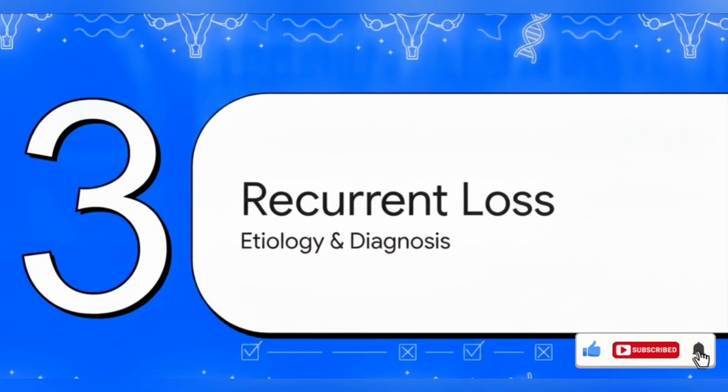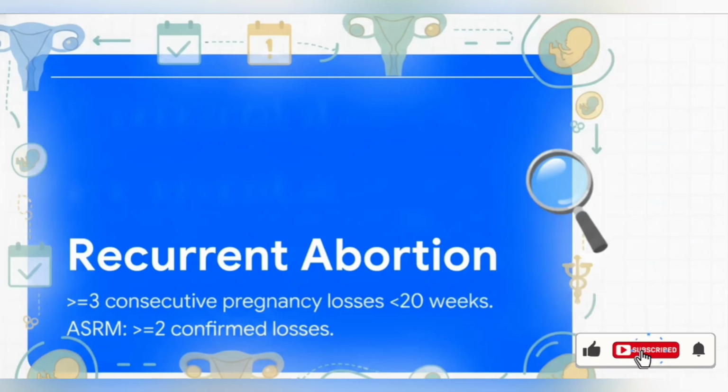Shifting focus to Section 3, recurrent pregnancy loss. जब पेशेंट को बार-बार अबॉर्शन होता है, the etiology completely changes. First, let's define it. The traditional definition of a recurrent abortion is 3 or more consecutive pregnancy losses at less than 20 weeks. But wait, look at the American Society of Reproductive Medicine, or ASRM, criteria. They say it's just 2 or more confirmed pregnancy losses, and that confirmation must be via histopathological examination or USG. Make sure you read the exam question carefully to see which definition they are asking for.